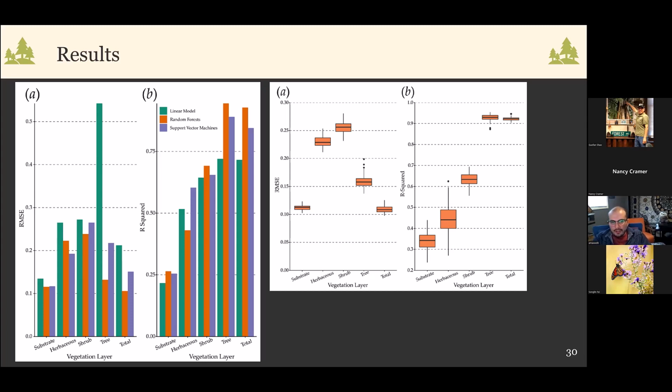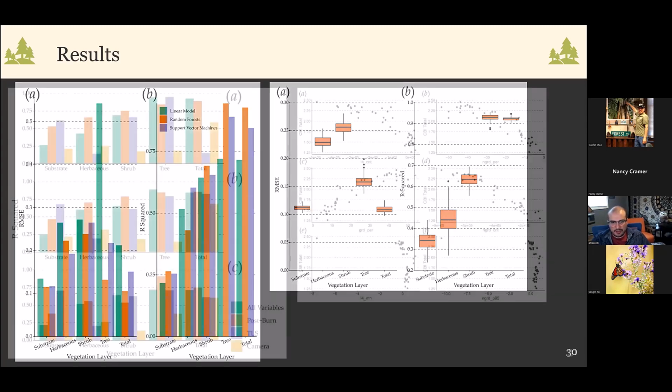Also, generally, we found that the random forest and the support vector machine models did a better job at this prediction process than the multiple linear regression did. And that was pretty consistent across the different strata.